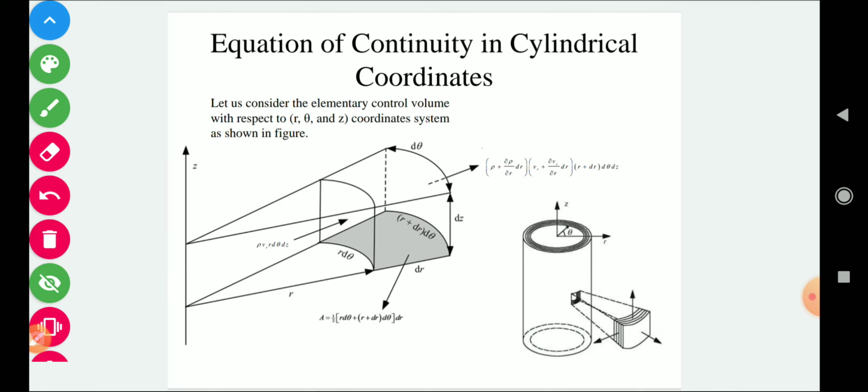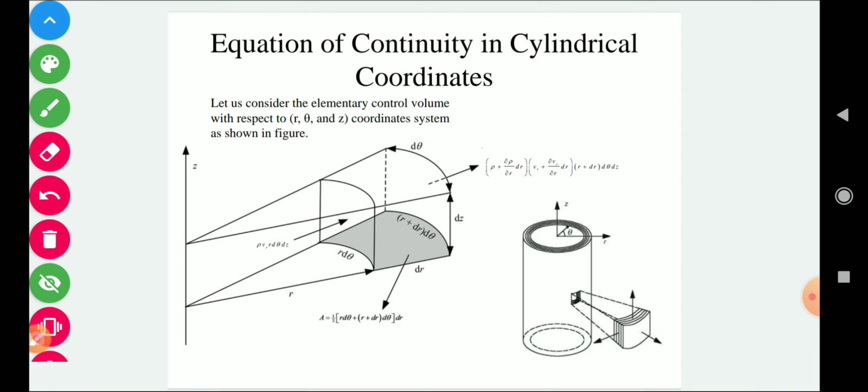Similarly, if the rate of change of density along the radius is del rho by del r, and its total thickness is dr, then the total change in density will be equal to del rho by del r into dr. So this is the change in density, and the original density at r was rho, so the density at the exit will be equal to rho plus del rho by del r into dr.